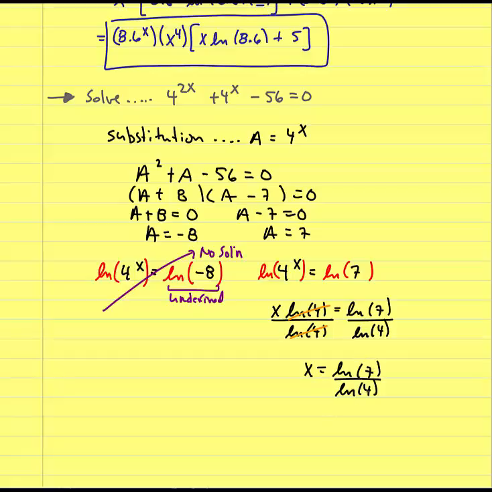I guess I could take this 4 and rewrite it as 2 squared and pop the 2 out front, but I don't really see a benefit to that. I don't see that it's going to end up canceling with anything. So this would be an example of solving by substitution. Here's my solution. If you want to graph this and check it, you could. You're going to have a decimal approximation. Your calculator won't pop out ln of 7 over ln of 4.